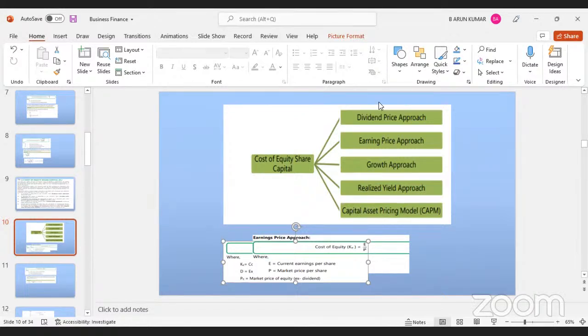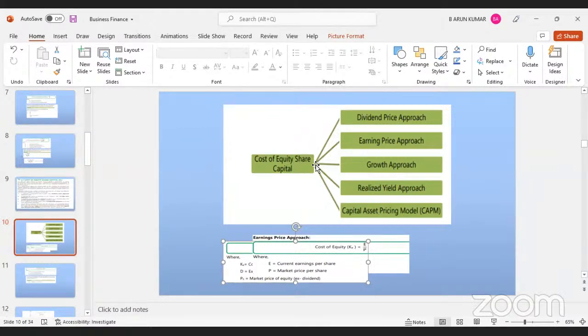For the exam point of view, these two are not important. But in the theory part, they ask you to explain the cost of capital and the different types of cost of capital. Then you describe each one. Cost of debt includes the cost of redeemable debt and the cost of irredeemable debt. The second is the cost of preferential shares, which includes the cost of redeemable and irredeemable preferential shares.